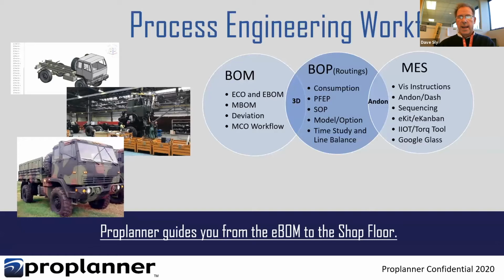So we have 3 big bubbles that we like to look at. The BOM, which really starts as an engineered bill of materials. These are the components that product engineering assumes are needed. And then we go into the MBOM. From the engineering change order and the bill of materials, the EBOM, we go into the manufactured bill of materials, which may include things like consumables, packaging.